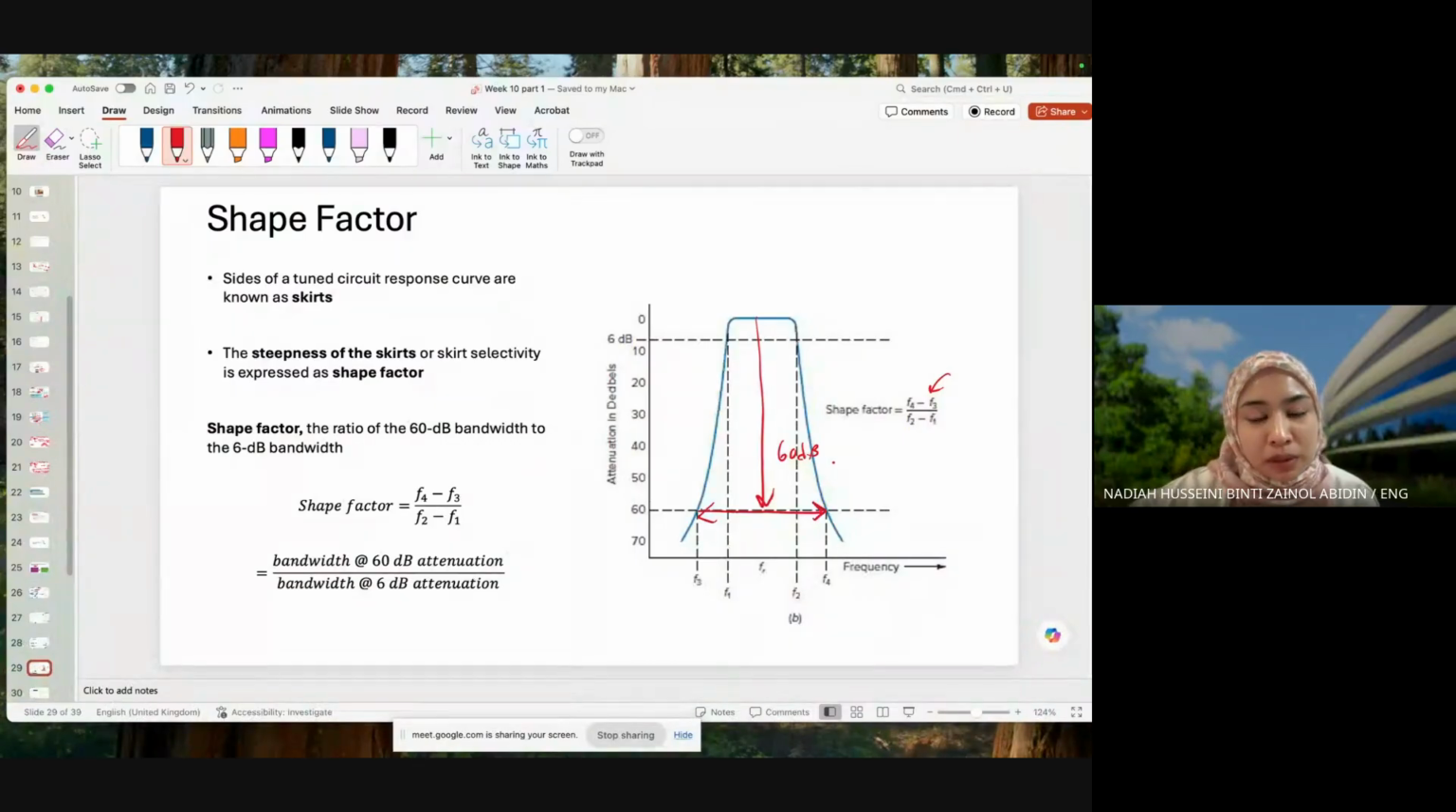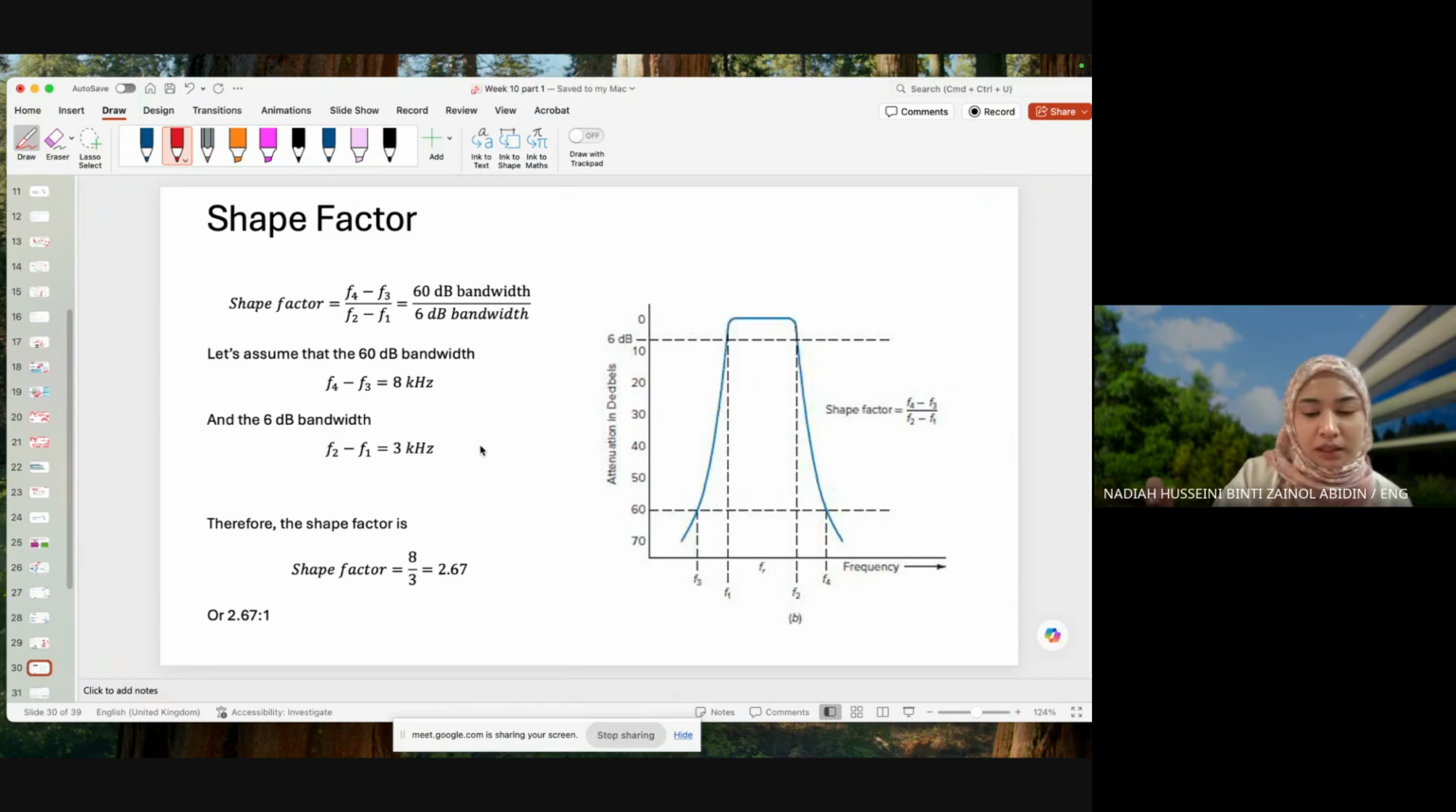So the 60 dB bandwidth is divided by our 6 dB bandwidth. From the top going down by 6 dB, that is your bandwidth. How do you find the bandwidth? You just subtract the frequencies. So F4 minus F3 gives you the 60 dB bandwidth, and F2 minus F1 gives you the 6 dB bandwidth. So the delta F for 60 dB divided by the delta F for 6 dB gives you the shape factor.